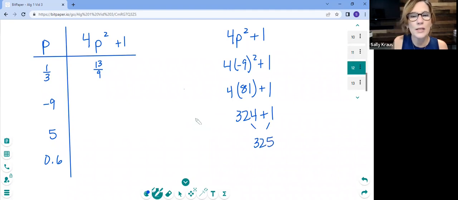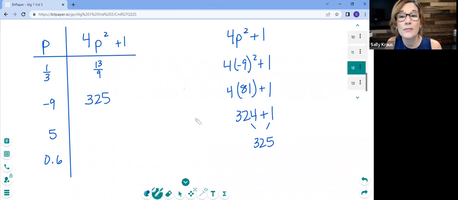If you were in a testing situation and you weren't sure if you were right, what could you do? You could go back in there and plug -9 in and see if you still get 325. Okay, go back into the original, plug it in again.